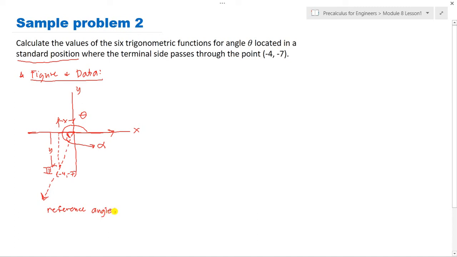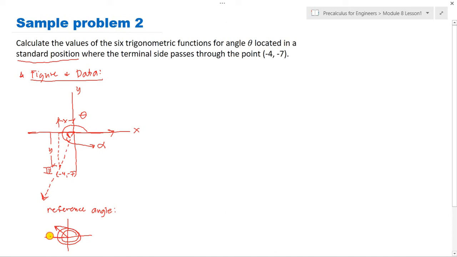So when we say reference angle, it is the smallest angle whose initial position is located along the x-axis. Okay? That is the definition of the reference angle. So let's say I have an angle in standard position, then it rotates 2 revolutions and terminates here. So that is its final or the terminal side. And then the reference angle is this.